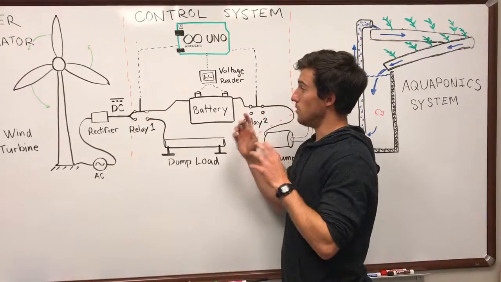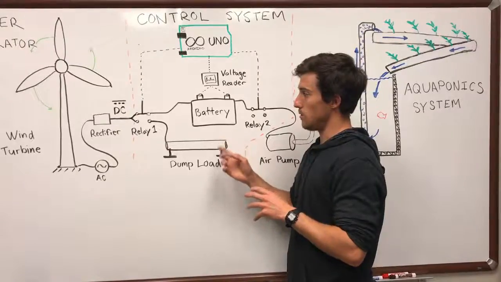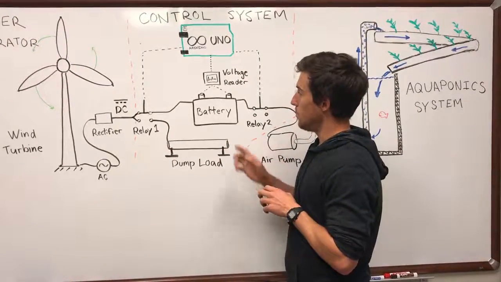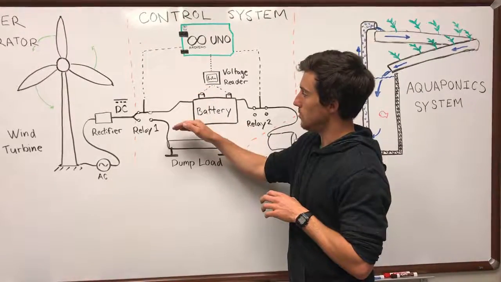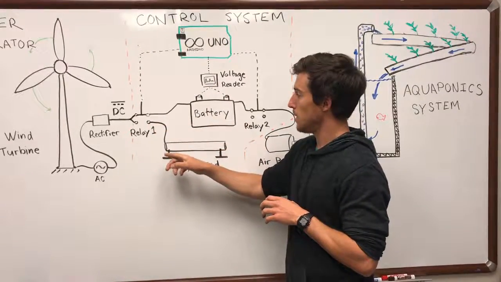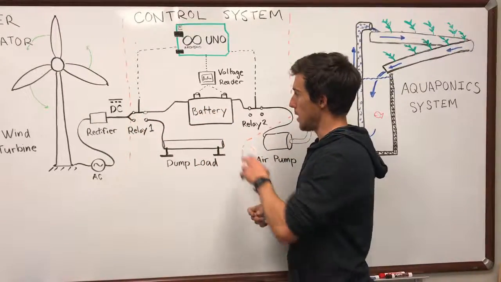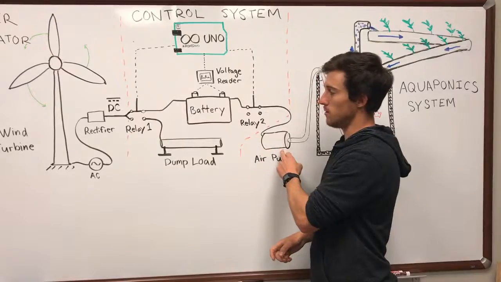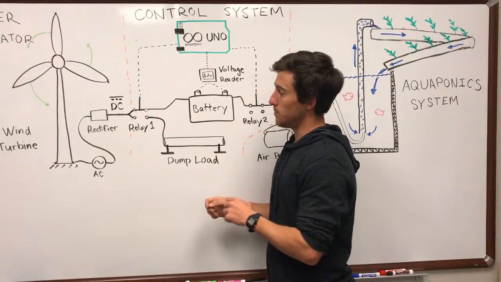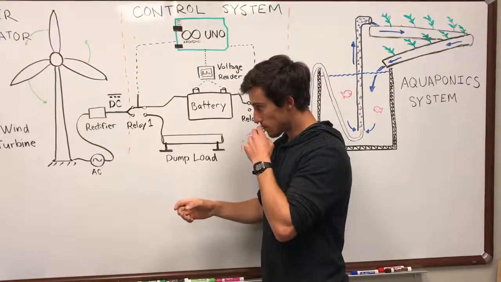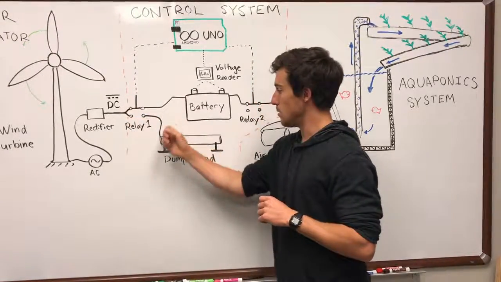And so the Uno will measure the voltage. If the voltage is high and the battery is full, then what we do is we move the relay to the next position, relay 1. Now the voltage to the battery is cut off. However, the pump is still able to operate. And what happens is the turbine continues to spin, and in this case, it runs to the dump load.